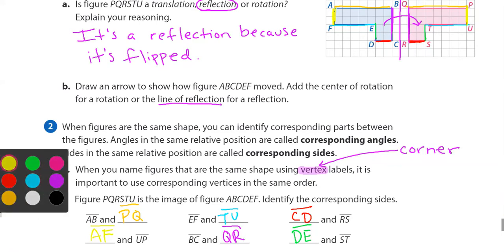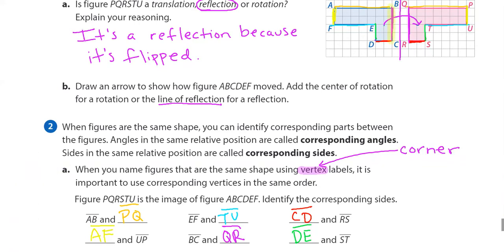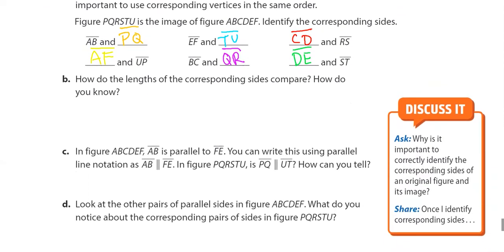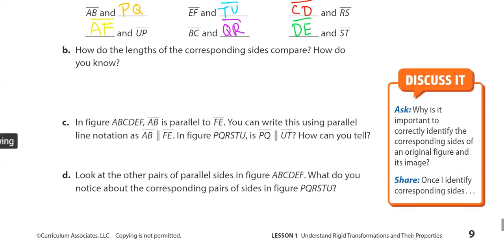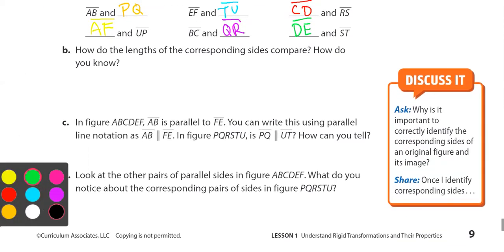Change over to my yellow highlighter. BC and QR. Well, how do their lengths compare? They're 1 unit, 2 units, 3 units, kind of there. 1 unit, 2 units, 3 units, 4 units, and this one is 1 unit, 2 units, 3 units, 4 units. They're both 4 units long. And I know because I counted them myself.